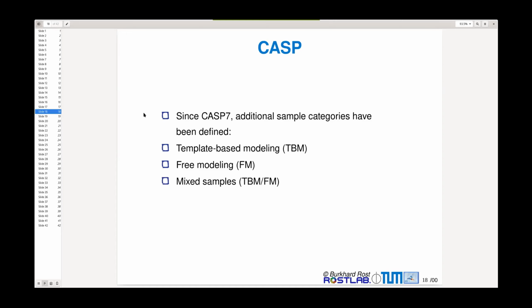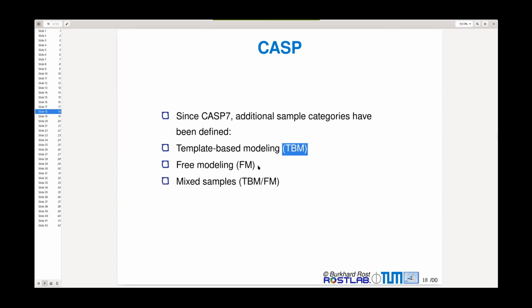Then the structures, or at least the ones which have been resolved, usually not all of them, are released, and then the evaluation takes place. This makes sure that this is always a fair competition, because no one knew the structures of these samples. Now, the samples can have varying difficulty. Sometimes there are targets in CASP where we know there are some templates available, so we can do homology modeling to at least some extent. Those are then categorized as template-based modeling targets, or TBM.